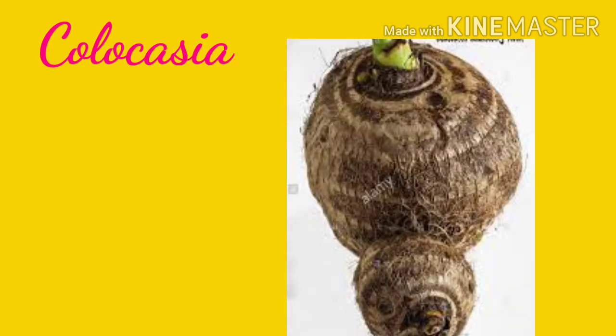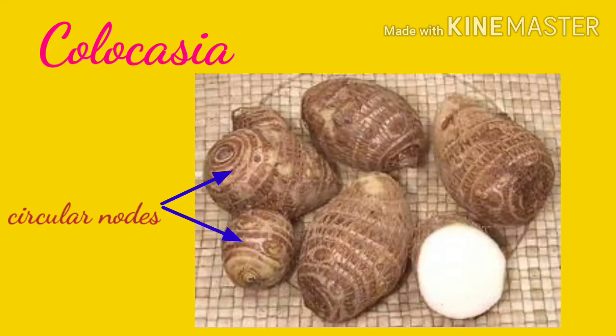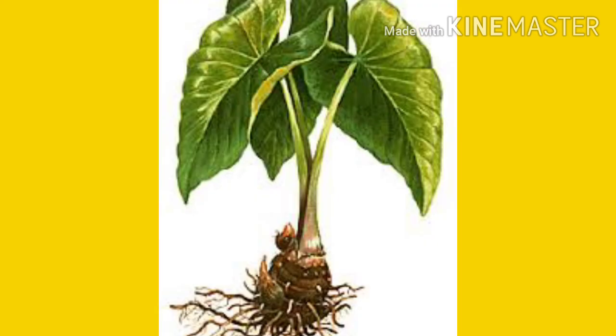Next is corms. The example of corm is colocasia. They have circular nodes. Colocasia is also an underground stem and has circular nodes, and those nodes are unbranched. So from these nodes new plants develop.